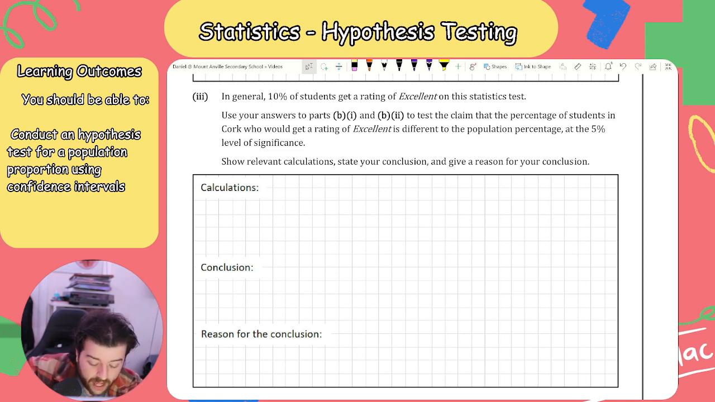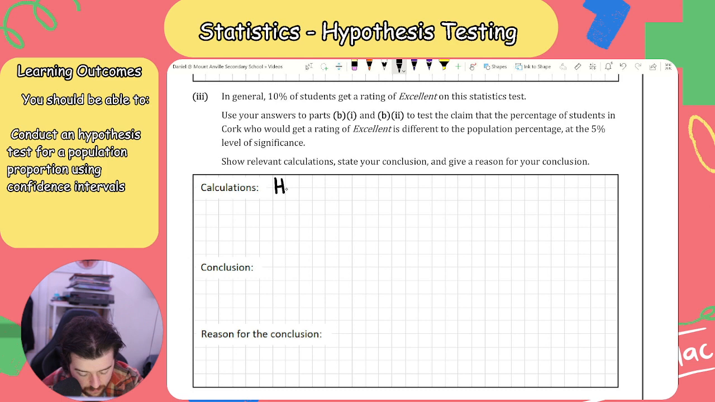I'll power through. In general, 10% of students get a rating of excellent on the statistics test. Use your answer from BI and BII to test the claim that the percentage of students in Cork who would get a rating of excellent is different from the population percentage at a 5% level of significance. So we need to calculate my null and my alternate hypothesis.